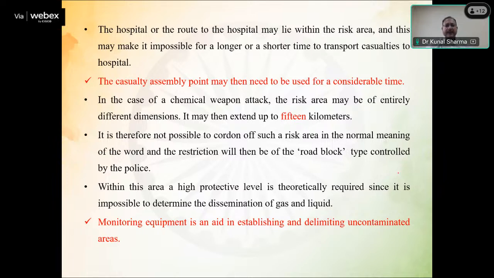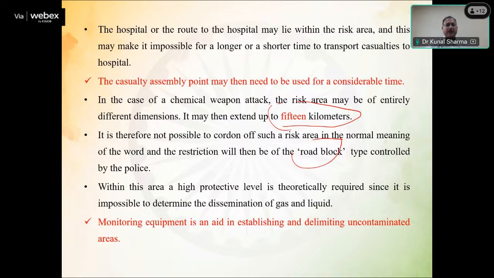In the case of a chemical weapon attack, the risk area may be of entirely different dimensions. It may extend up to 15 kilometers. For example, chlorine, if used as an industrial chemical, has a lesser impact or risk area. But the same chlorine, if used as a weapon of chemical warfare, has an impact of up to 15 kilometers. It is therefore not possible to cordon off such a risk area in the normal meaning of the word, and restrictions will then be roadblock type, controlled by the police.